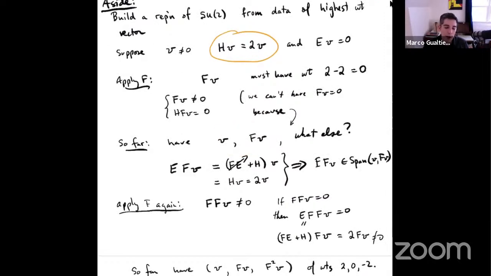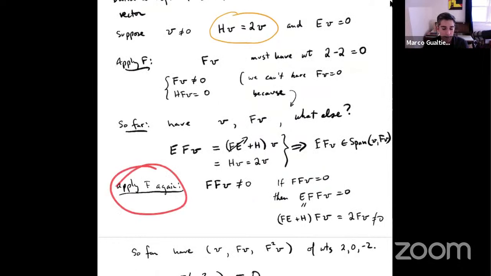Well, I need to apply all of my operators to these two. If I apply H, these are eigenvectors, so I'm not going to get more from applying H. So let me apply E. If I apply E to V, that's going to kill it. If I apply E to FV, that's going to be 2V, and therefore it will be in the span of these two. So E is not giving me anything more. So what I should do is apply F.